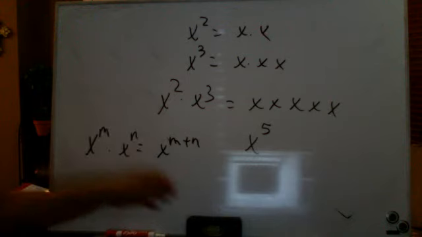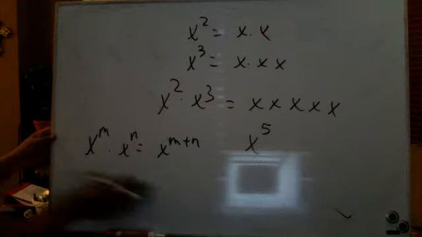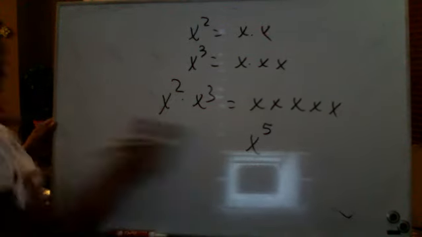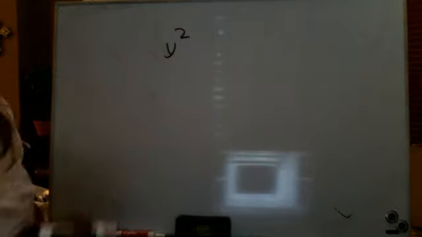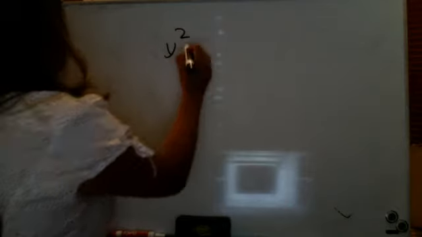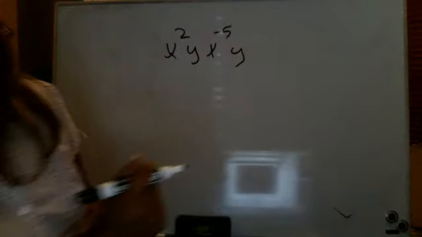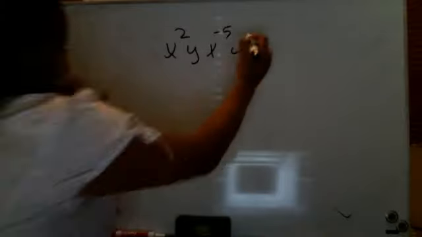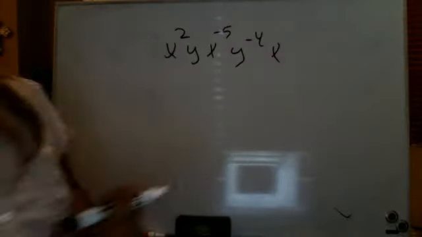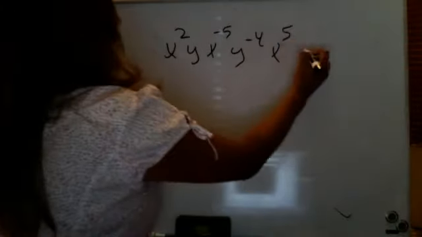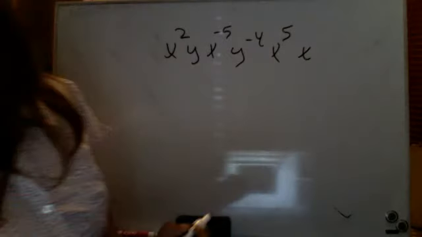If there's not an exponent there, if there's not a power there, it's an implied 1. So you still would add the exponents to it. For instance, if we have x squared times y, x to the negative 5 times y to the negative 4, x to the 5th, and x to the 0.